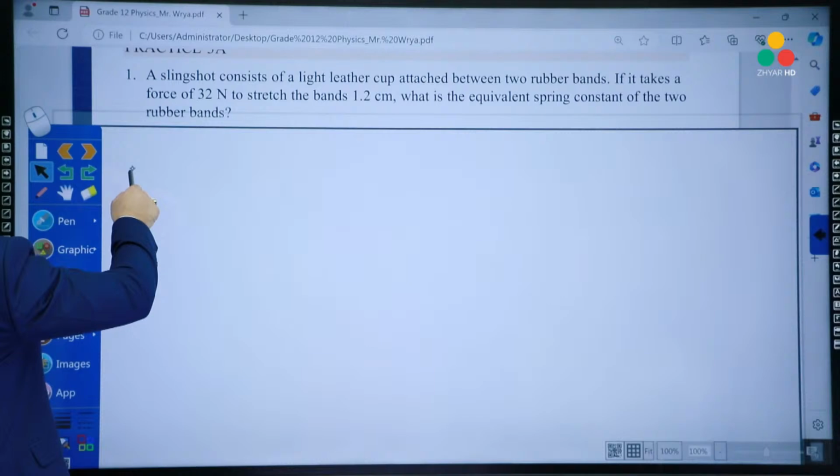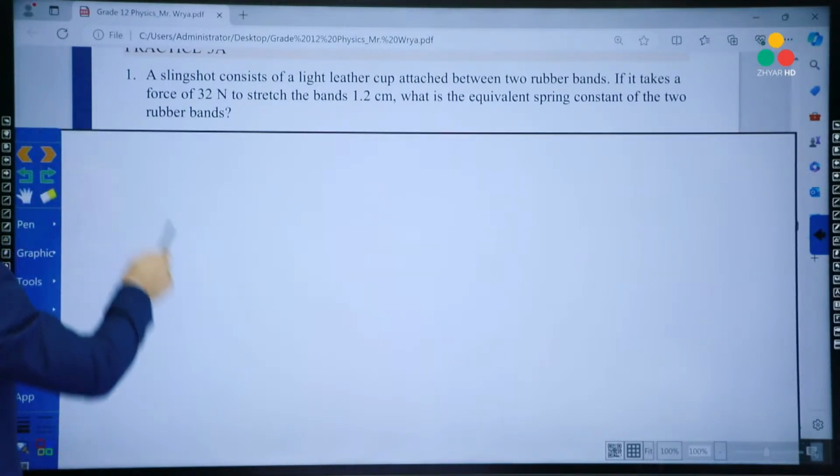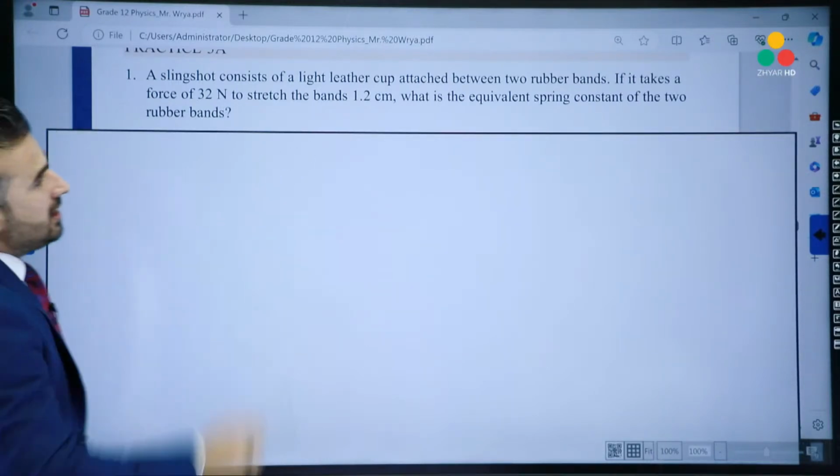Let's move this one down a little. Okay, so take a look. It says a slingshot consists of this. So what is the force?